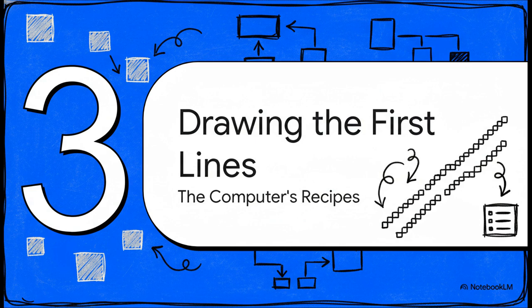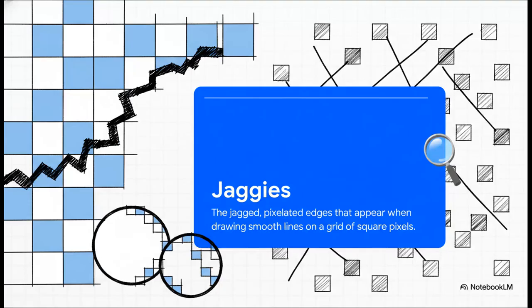Now, drawing a single point is pretty easy. You just tell the computer which pixel to turn on. But drawing a straight line, that's where things get interesting, because a computer needs a specific set of instructions, kind of like a recipe, for every single thing it does. And this was the first huge problem that the pioneers of computer graphics ran into.